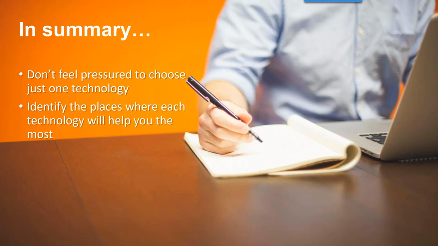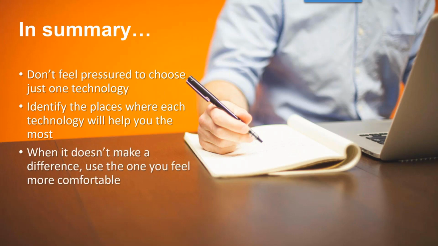Identify the places where each technology will help you the most and leverage that, instead of working with just one of them. And when it doesn't make a difference, use the one that you feel more comfortable with or the one that is going to cost you less. Finally, mix and match is more than okay, right? Having a workflow that starts on Microsoft Flow that drops some stuff on a storage or service bus, and from there you continue on with Logic Apps, is still a very valid scenario.